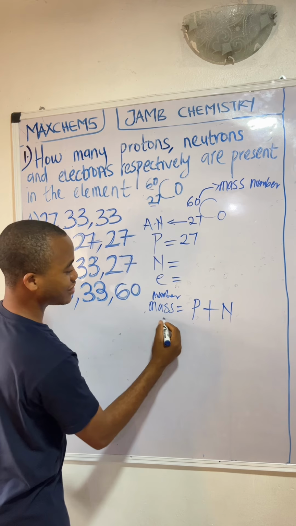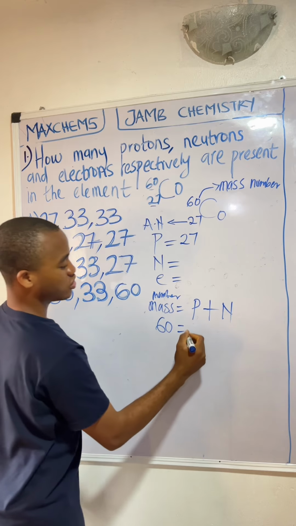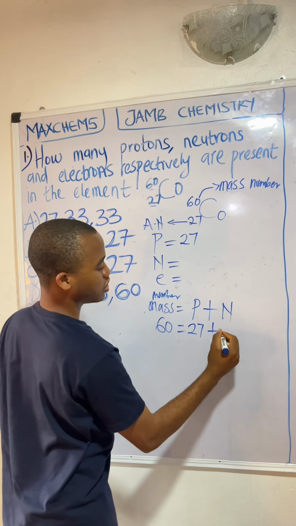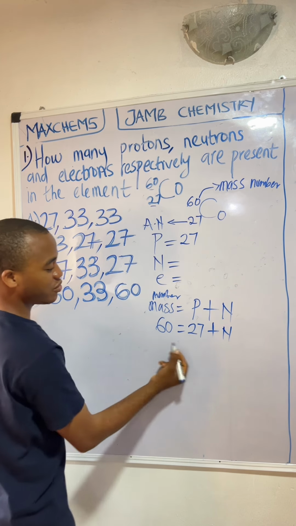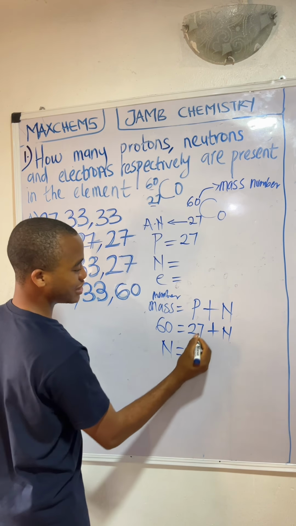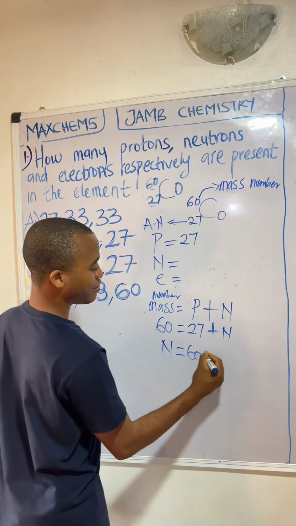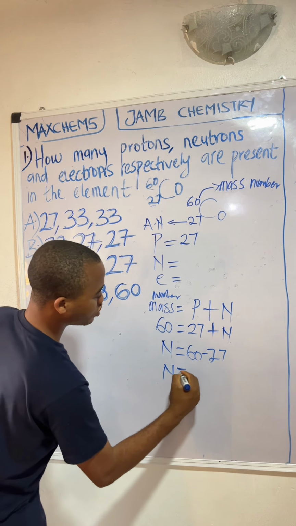Mass number is 60, so let's write 60. We know the number of protons was 27, which is here. 27 plus the number of neutrons, we don't know it, right? So we can calculate that from here. If we make n the subject of the formula, or we just subtract 27 from both sides, you have 60 minus 27. So the number of neutrons is going to be 33. If you subtract this, you get 33. So the number of neutrons is 33.